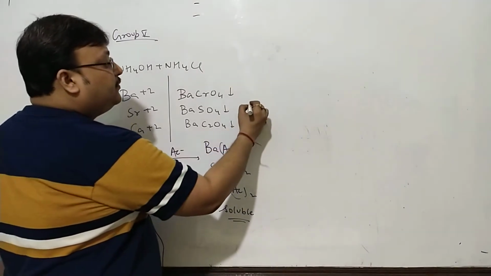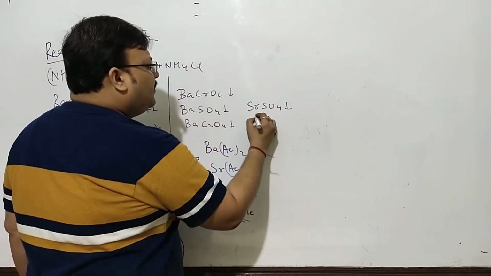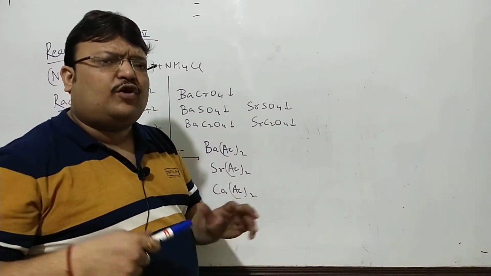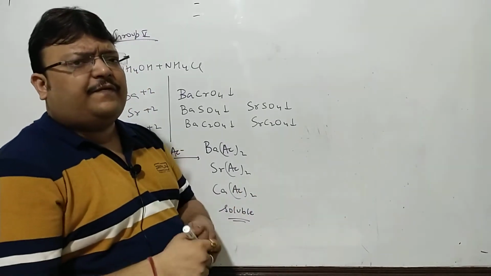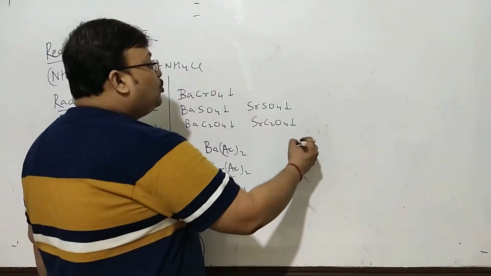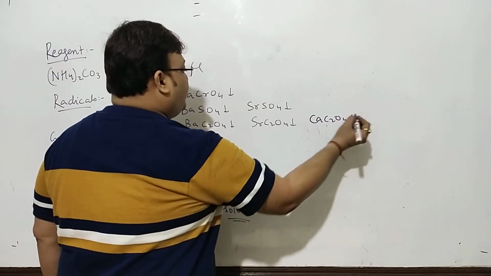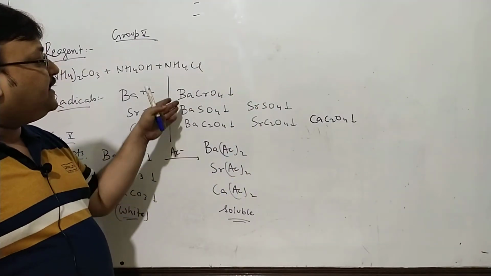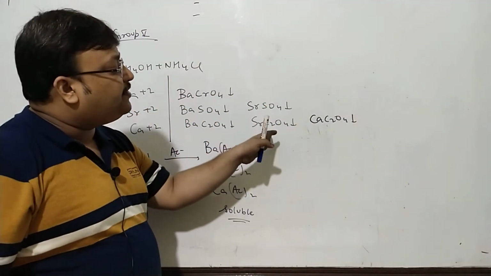For barium, you can have 3 precipitates. Barium chromate is a precipitate, barium sulfate is a precipitate, and barium oxalate is a precipitate. For strontium, only strontium sulfate and strontium oxalate are precipitates. For calcium, even calcium sulfate is not completely insoluble. Calcium sulfate under the conditions could be soluble. So only calcium oxalate is a precipitate. So you have to have this information at hand: barium can form all three precipitates, strontium forms these 2 precipitates.